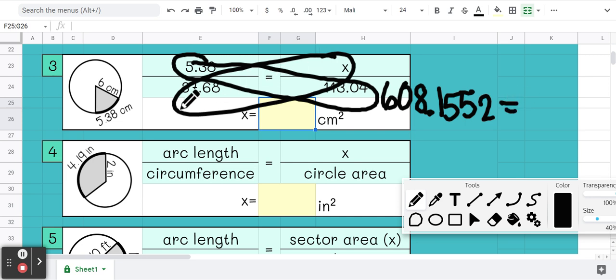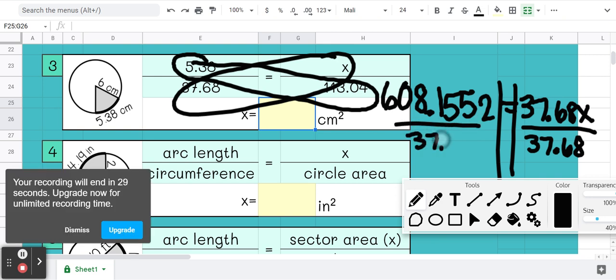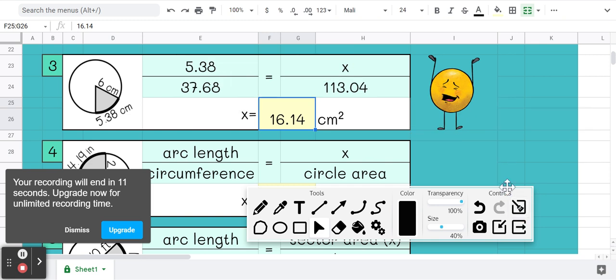All right, then when I multiply this way, I just smoosh those two things next to each other. So 37.68 times x. And then lastly, to get this x by itself, it's currently being multiplied. So I have to do the inverse, and I have to divide by that number on both sides. Let's see, all right, and I'll plop that into a calculator, and we get 16.14. Voila! All right, good luck.